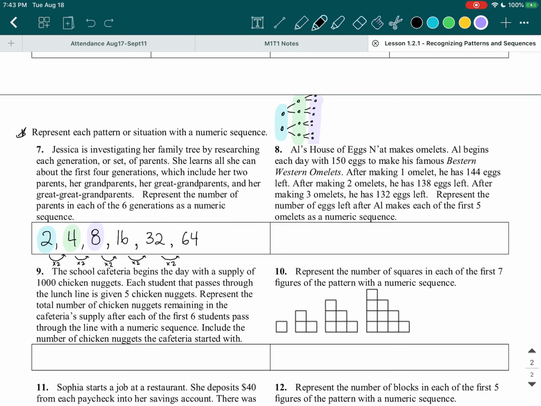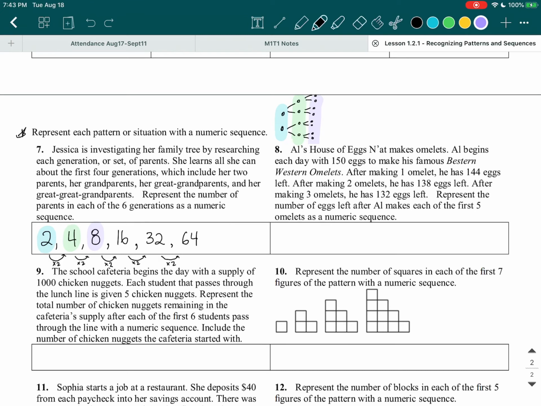Okay, I'll get you guys started for number 8. And then I'll let you guys finish number 8, and then we'll come back together, see if you got it right. Let's read it together. Al's House of Eggs, makes omelets. Al begins each day with 150 eggs to make his famous Western omelets. After making 1 omelet, he has 144 eggs left.